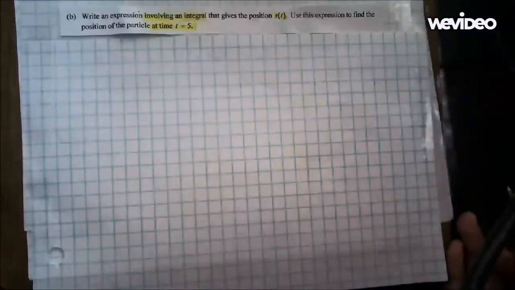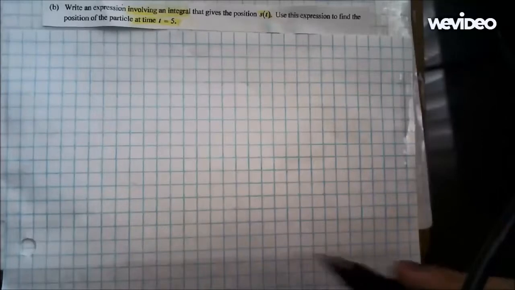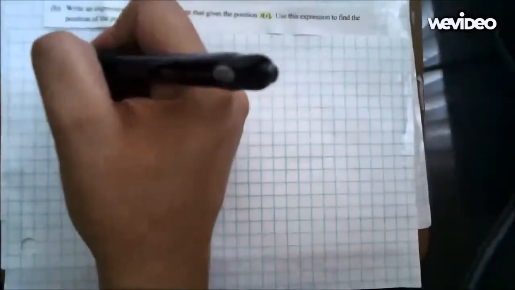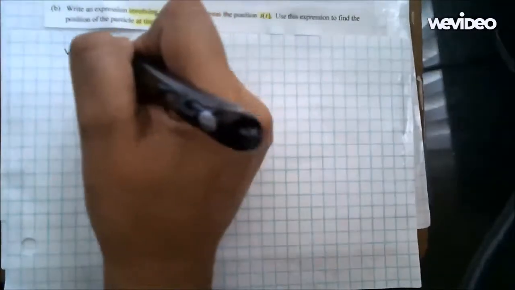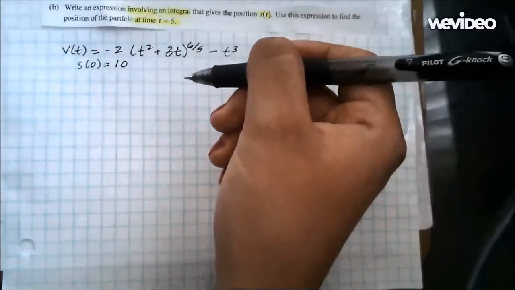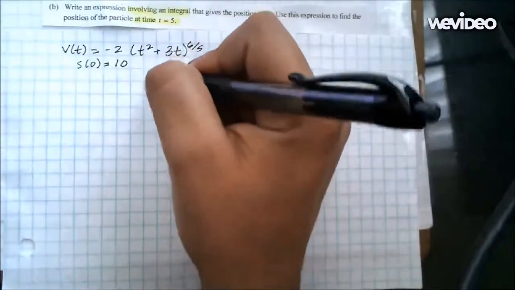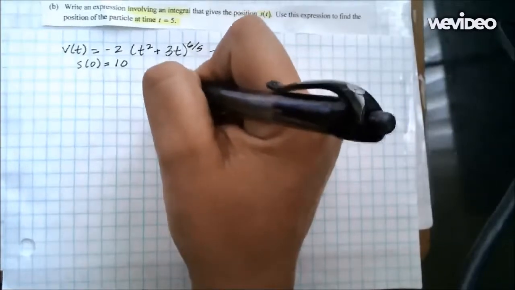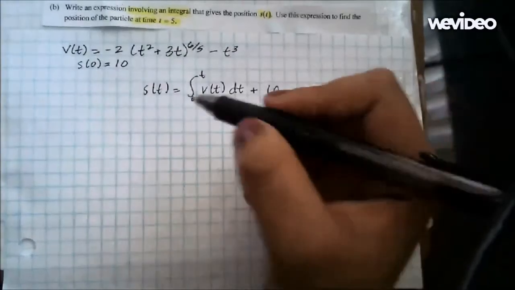Question B asks us to write an expression involving an integral that gives the position s of t. Use this expression to find the position of the particle at the time t equals 5. In this problem, we need to recall the function that gives us velocity, v of t, and our initial position, 10. To find our position at a set time, we integrate v of t and add our position at 0. And the function s of t. This gives us 1 point.